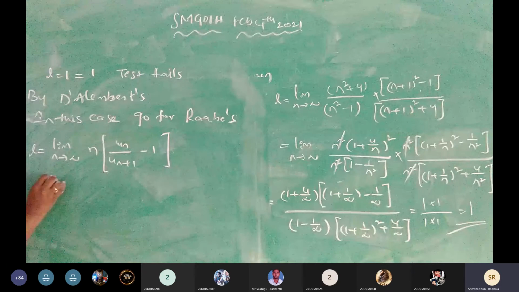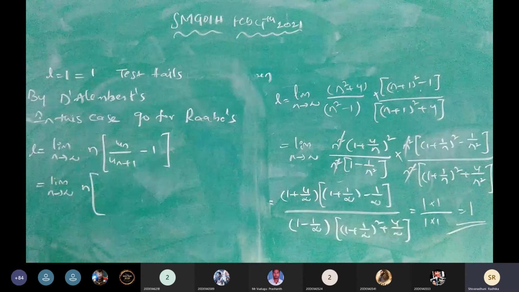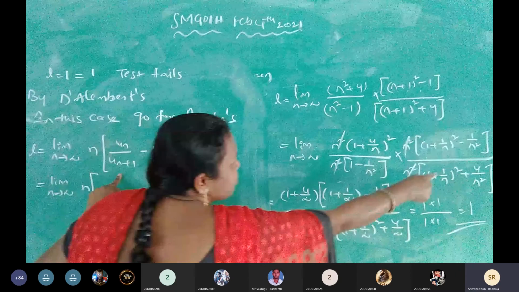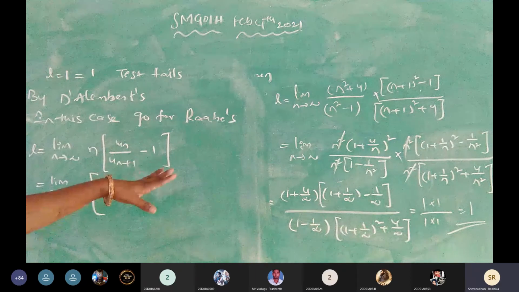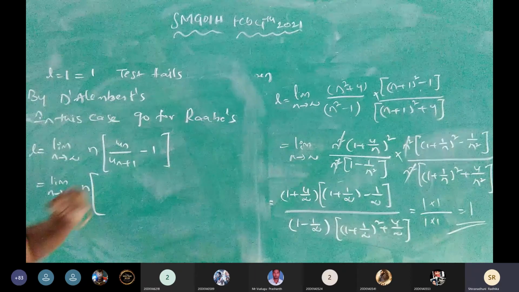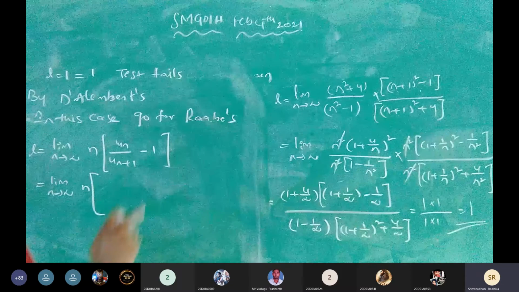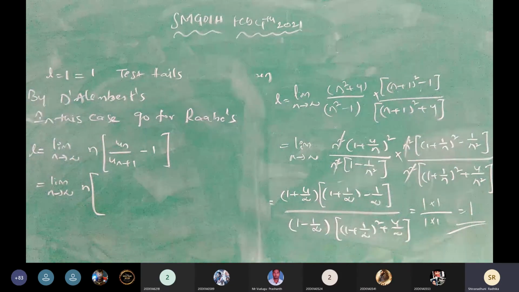Already we completed here limit n tends to infinity n into un by un plus 1. See, this is un by un plus 1 after cancellation and simplification. It is clear to all of you? Un by un plus 1. Now I am going to substitute that part. Any doubts?